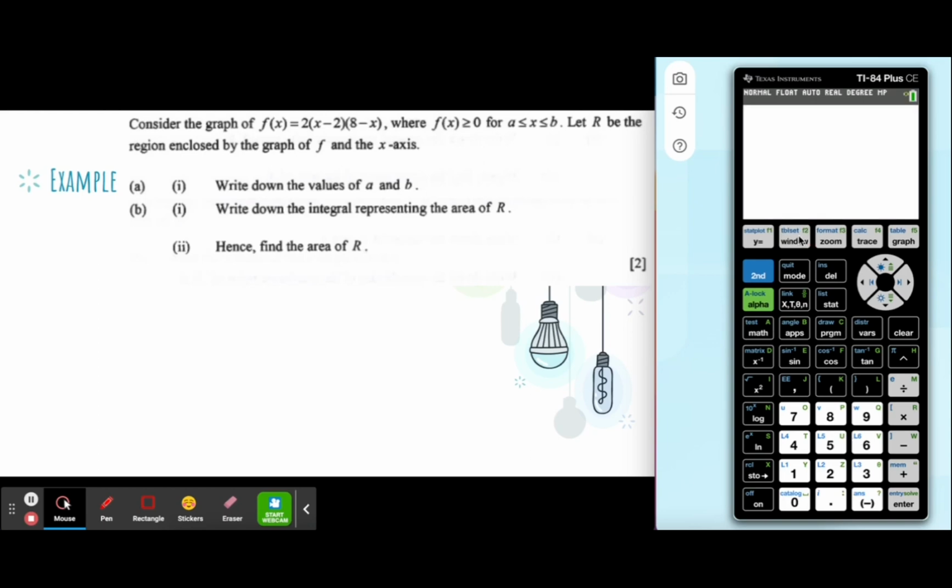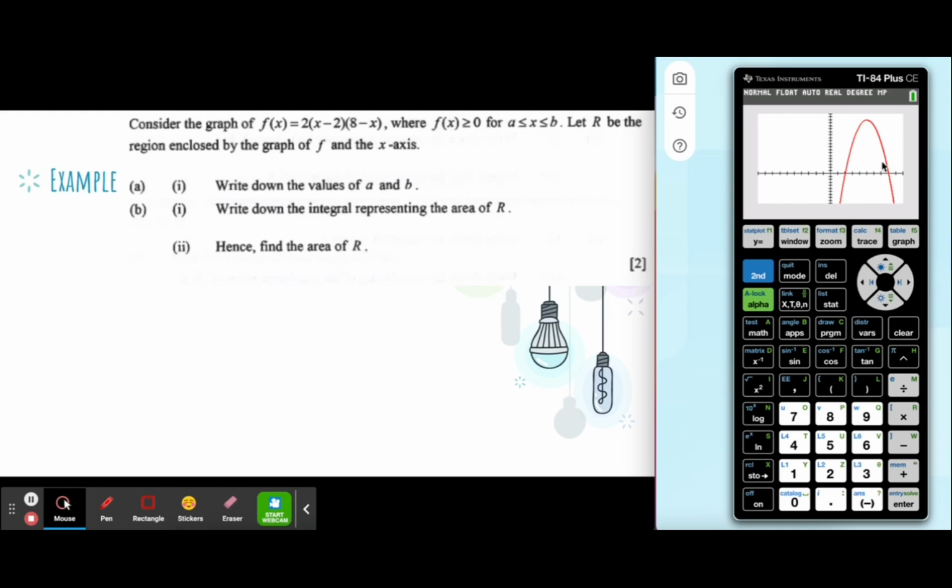Okay, the y is a little bit too small, so let's put a y maximum a little bit bigger. And now we're going to be able to see what's happening. Good. So what they're saying here is that there's going to be a certain region that they call R, which is enclosed by the function and the x-axis.